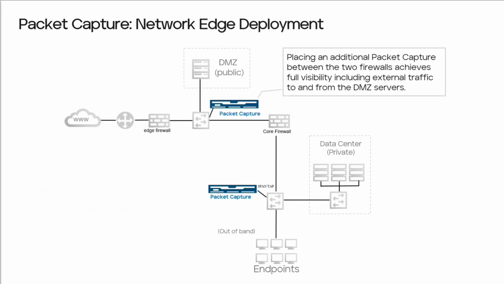In this case, another type of deployment of packet capture may be at the ingress and egress point between the edge firewall and the core firewall. This achieves total visibility of the network, including endpoints, the DMZ, and the data center private network. Since no hygiene is being performed on external traffic at this location, at the egress-ingress point, it is important to filter traffic for adequate storage, including how often data will be purged on the packet capture appliance.